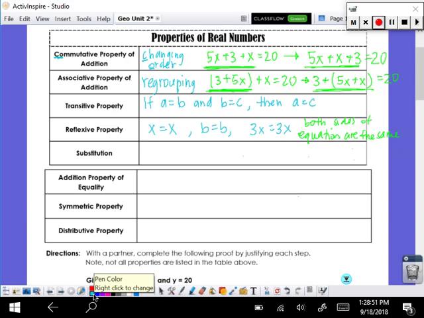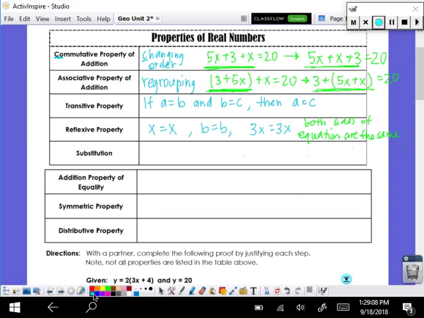Then we've got substitution. So if you think of the word substitute, you're just going to be replacing something with a given value. Or if you think about a substitute teacher, if I'm not here, a substitute is going to come into the classroom and replace my position. They will be the teacher for the day.